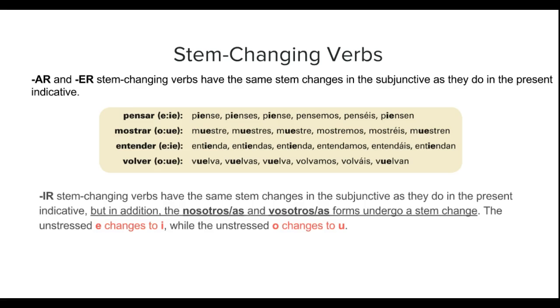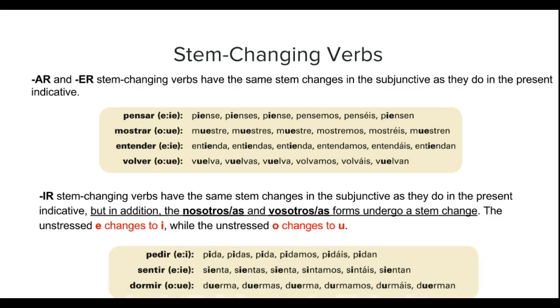However, IR verbs function a little bit differently. Where you're used to stem changing verbs not changing in the nosotros and vosotros forms, the IR verbs do change in the present subjunctive. Now the change that's a little bit different is that your E will change to an I and the O will change to a U. Take a look at these examples.